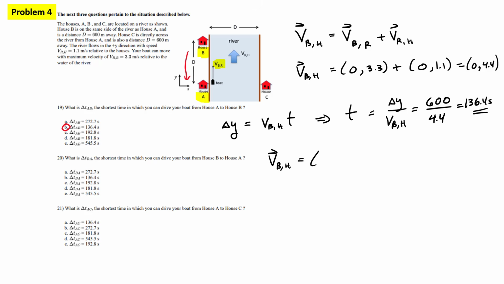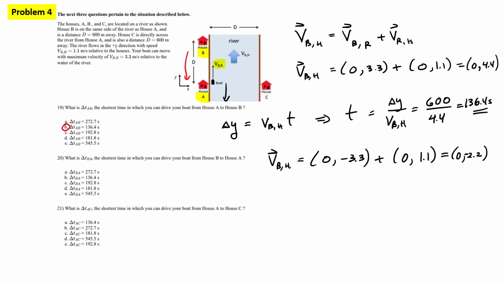If I want to go back down in the negative y direction, I want to move my boat like this. So my vector here for boat relative to the river should look like this, minus 3.3. Now the river hasn't changed. This is still 1.1 in the y direction. So at the end, my speed has a magnitude of 2.2 meters per second going down. That's the fastest you can actually move.